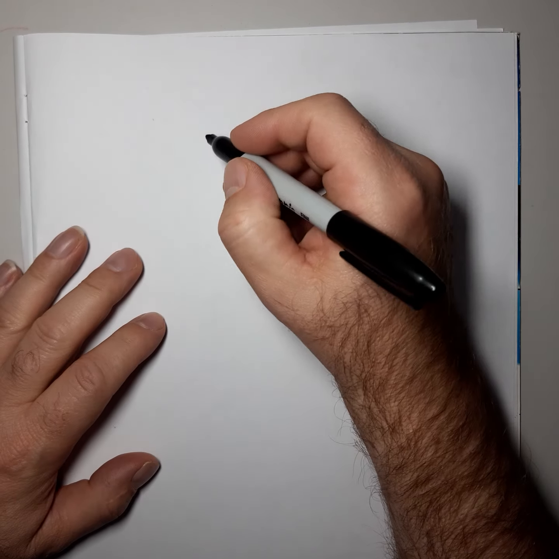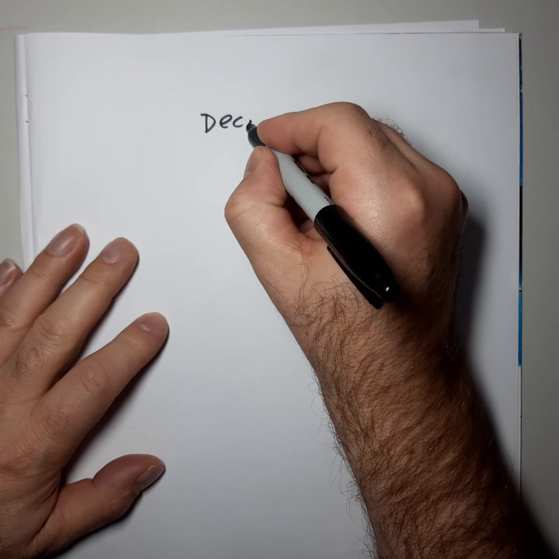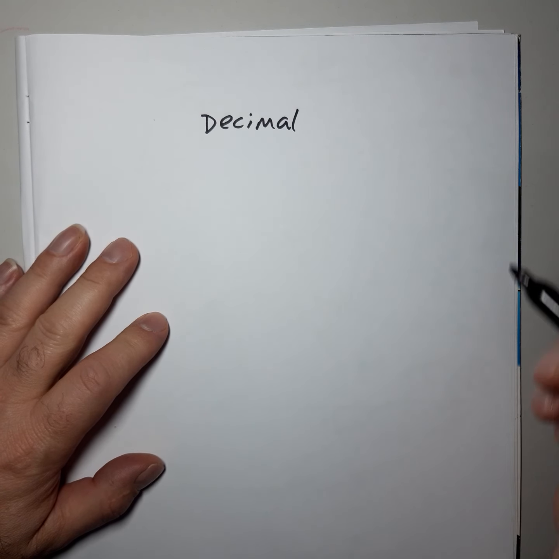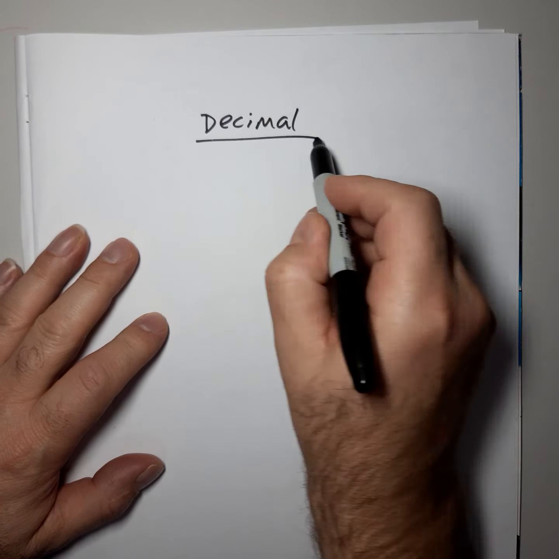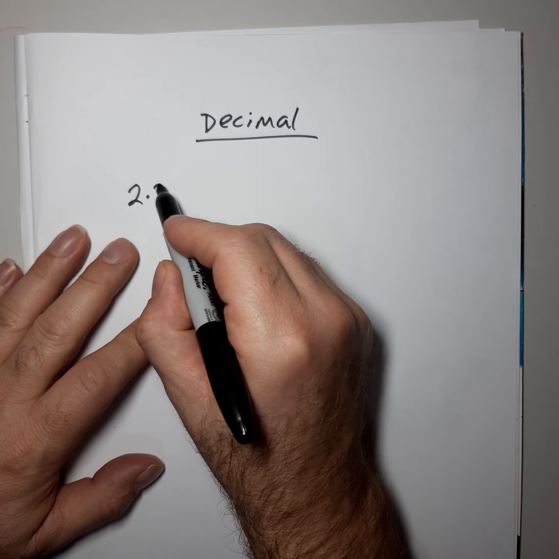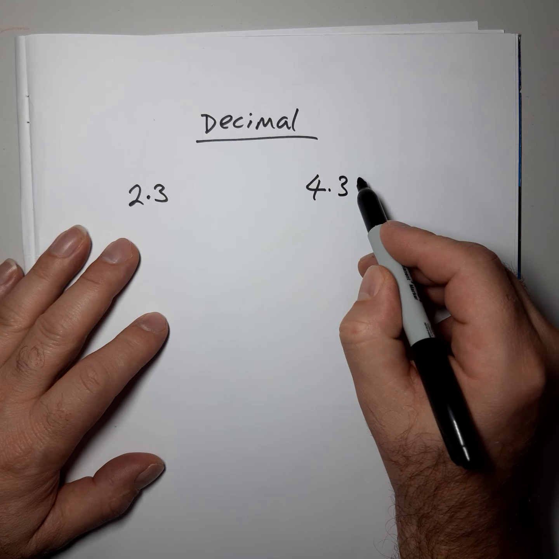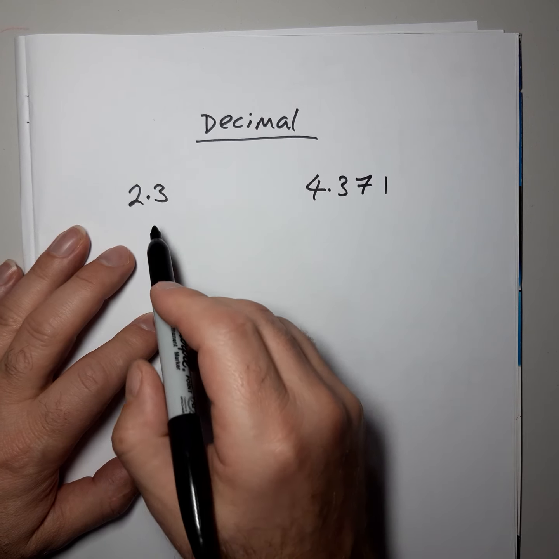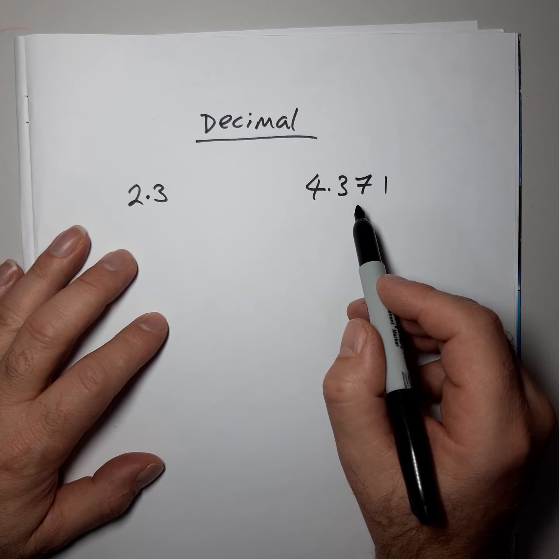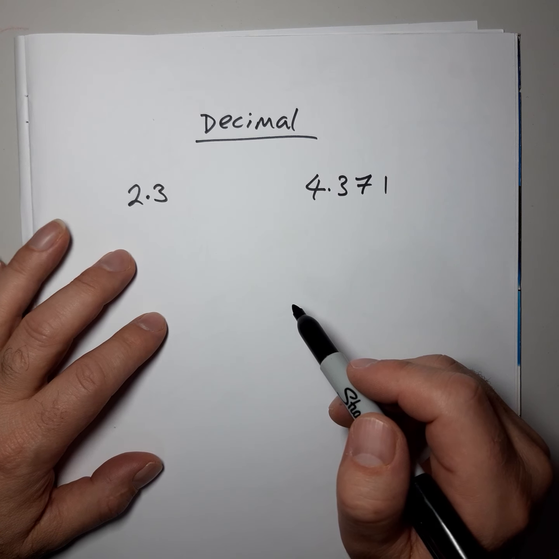Okay, so I'm going to make a little video about decimals and what an actual decimal number is. Let's take an example, 2.3. Let's take another example, 4.371. This one has one decimal place, this one has three decimal places.